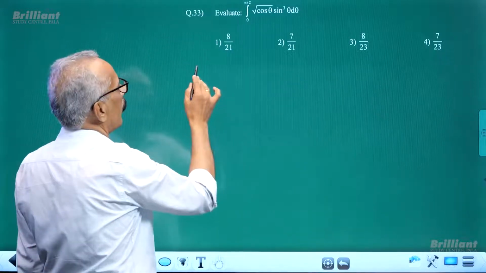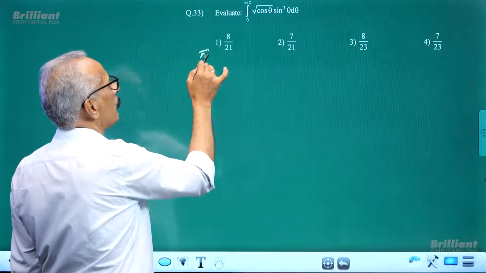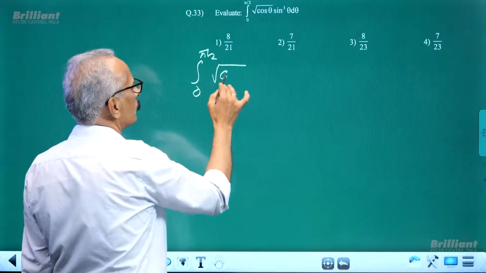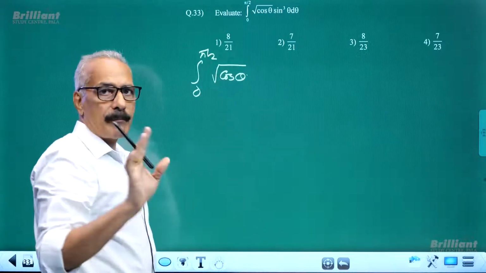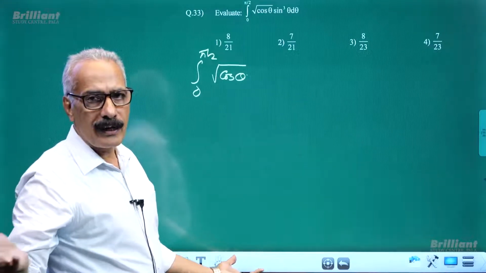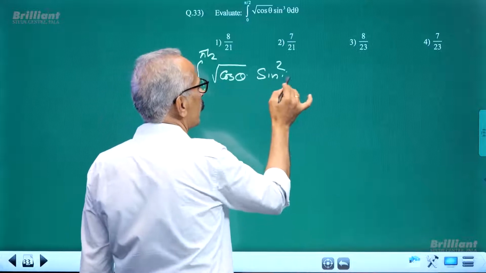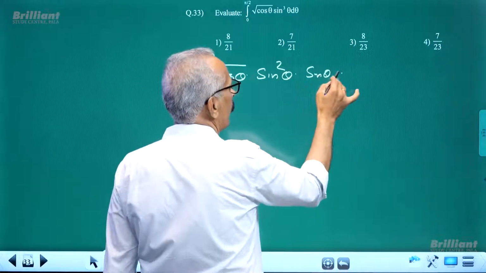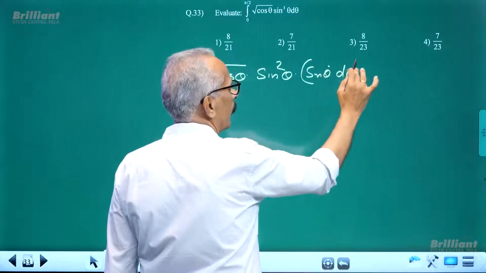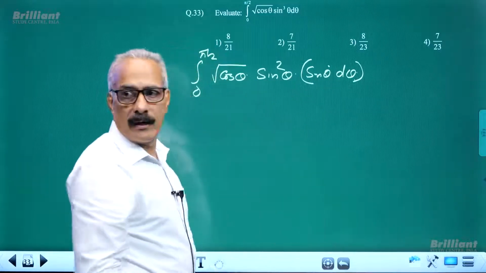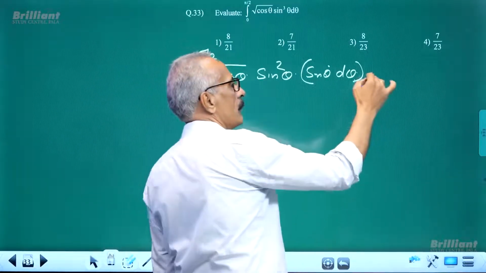It's integral 0 to π/2 root over cos theta. The problem is root cos theta. What is its derivative? Sin theta. This will be sin square theta into sin theta d theta. The difficulty is here. So root of cos theta is equal to t method.